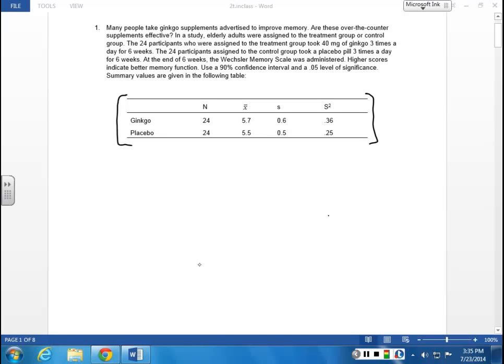That won't always be given like this in a problem, but you should do it anyway. So it said we had 24 participants. We have 24 here. It said we had a mean of, well, actually in this case, they're already in here. So we have the means and everything in this table.